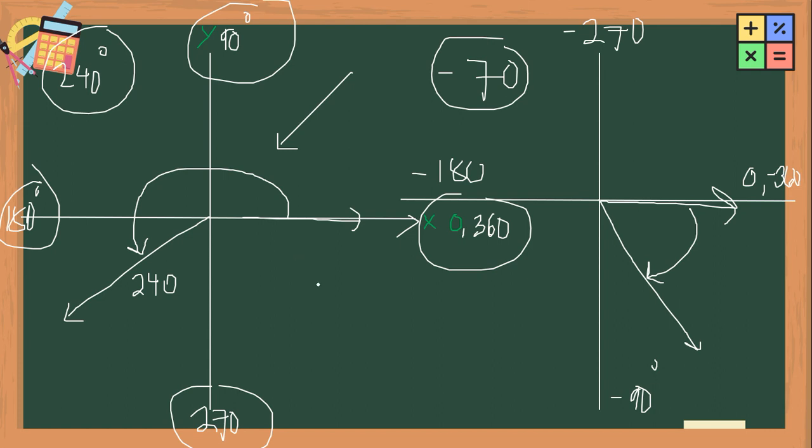First is wrong, because the first is baliktaran po kasi. This is fourth quadrant na. Tama po ba? Nagagets niyo po ba? Yes, sir. Di ba negative yan? So, negative 70 nasa fourth quadrant.